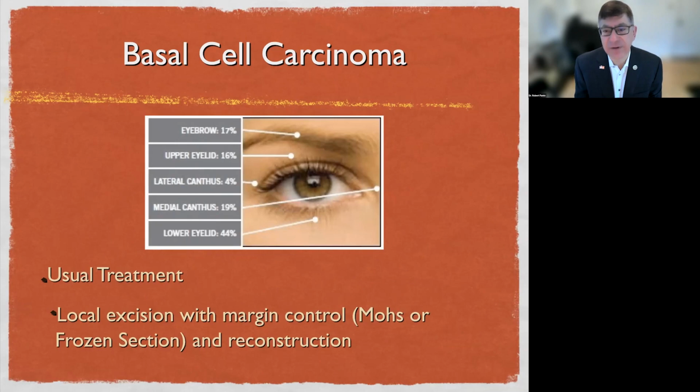If we look at the numerical breakdown of this, at least here in North America, the lower eyelid encompasses close to half of the basal cell carcinomas that we see at 44%, 16% in the upper lid, 19% in the medial canthus, unfortunately, 4% in the lateral canthus, and 17% in the eyebrow.